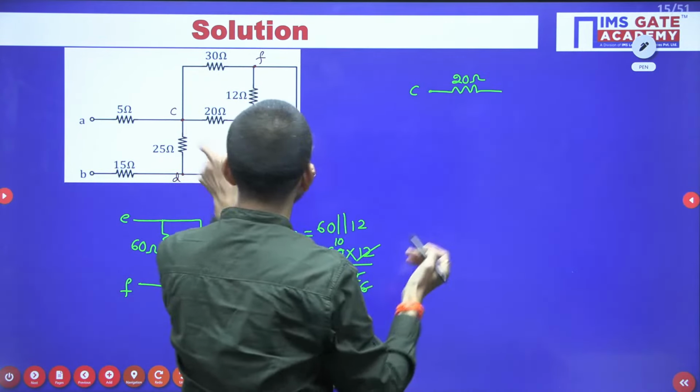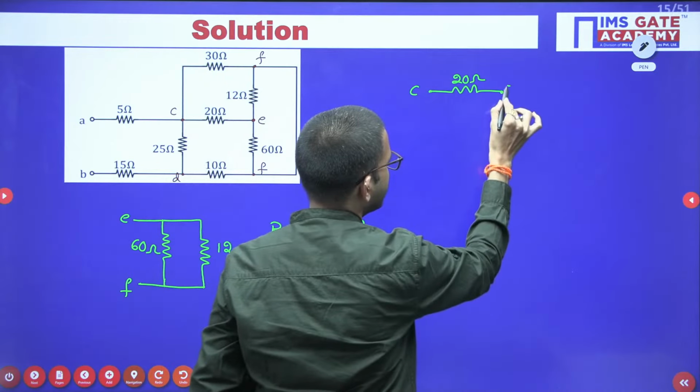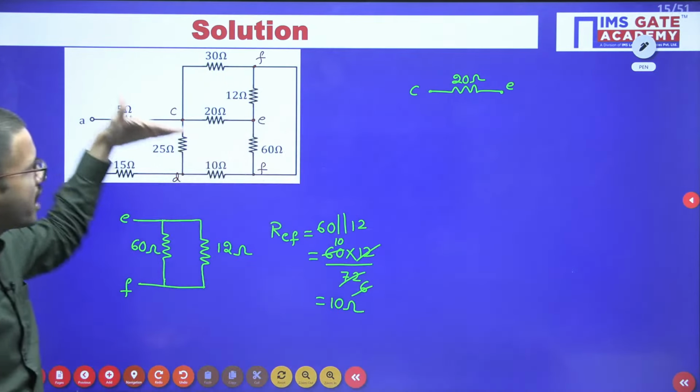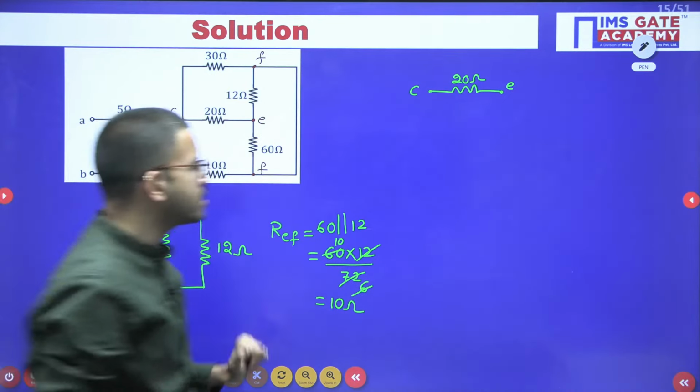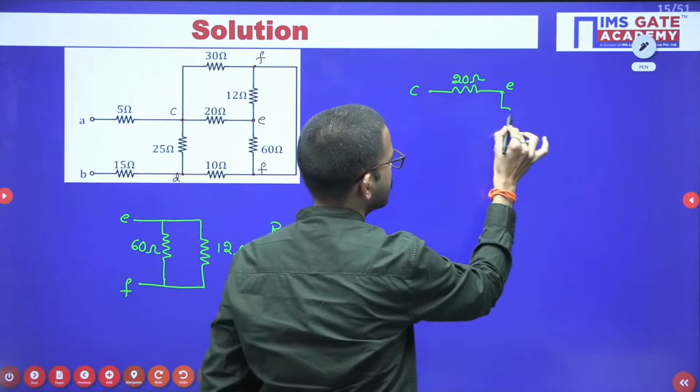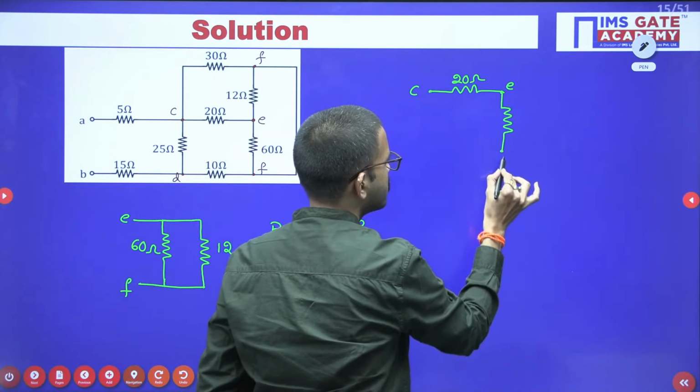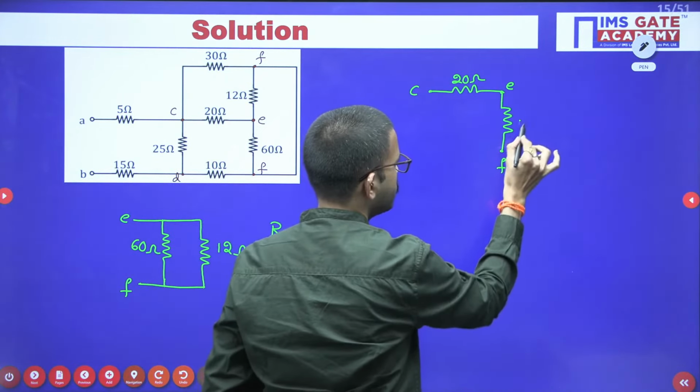You're having a 20 ohm resistor between point C and point E. And between E and F, just now we got an equivalent resistance of 10 ohm.